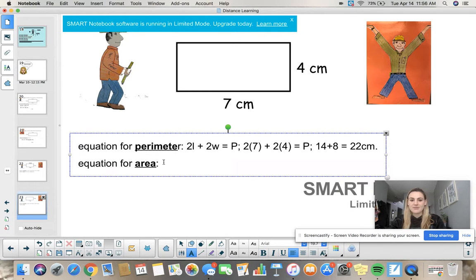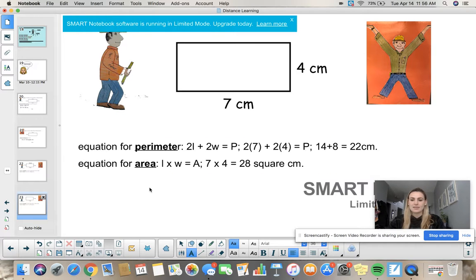Now to figure out area, you are going to think multiplication. Length times width equals area. When you do the length, which is 7, times the width, which is 4, you get 28 square centimeters. The perimeter, or the distance around our rectangle, is 22 centimeters, and the area is 28.